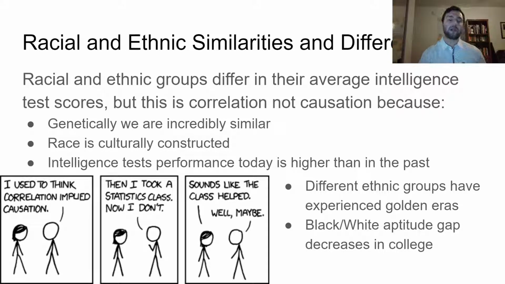And the last piece is that in modern day, we can see differences in these groups, but we can also see them start to change and shift. So, for example, the black-white aptitude gap decreases in college. What this means is that when we give aptitude tests to black and white students in high school, there's a gap between them, right? White students do perform better on aptitude tests than black students overall.